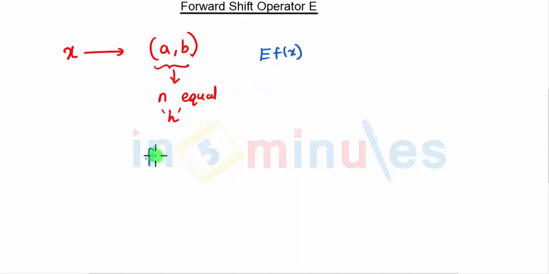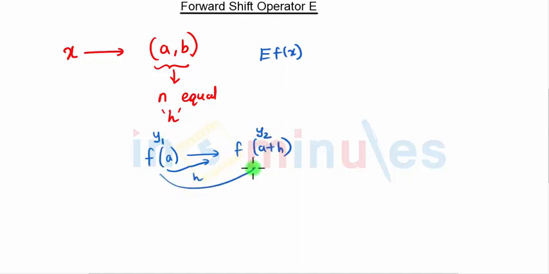Let's say our f of x is f of a. Then if we increase f of a by h, it will be the next term, that is f of a plus h. So if this is y1, then this will be y2, because we are going one interval ahead. If we increase f of x by h, then it is represented as E f of x, because we are going one step forward. Then this term will be equal to f of x plus h. This simply indicates that f of x has increased by one interval, that is, we are forward shifting the x.